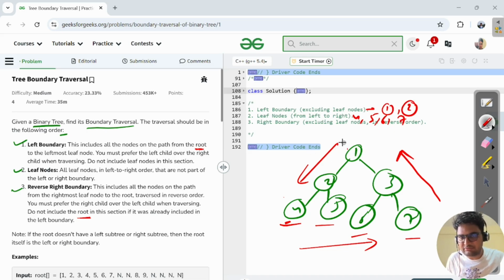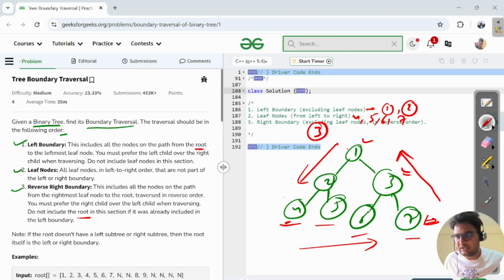So here for the right boundary traversal, what are the nodes? Only this one, correct? The other is included as part of the leaf nodes, and this is included as part of the left boundary traversal. So that is why only one node is here. I hope you are understanding this one.